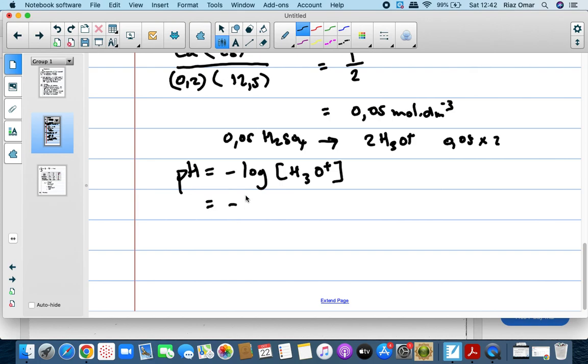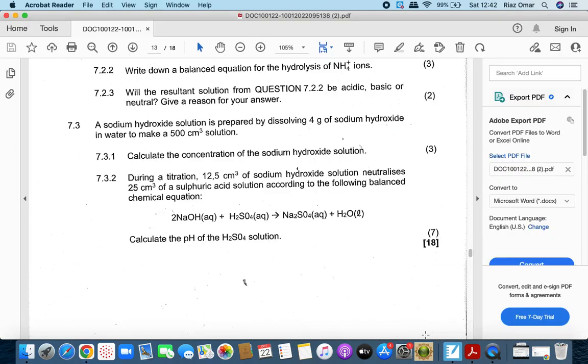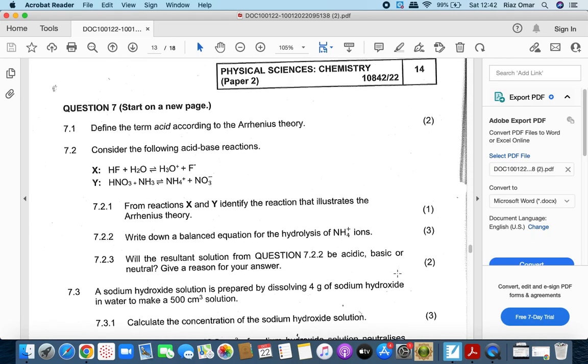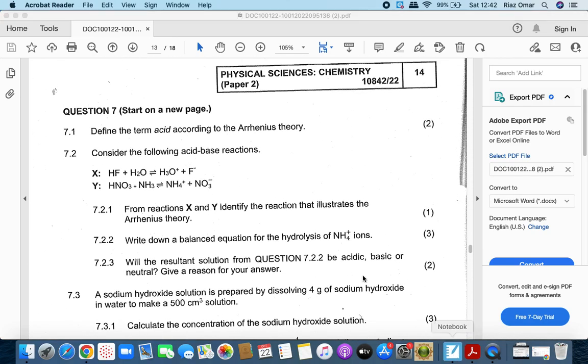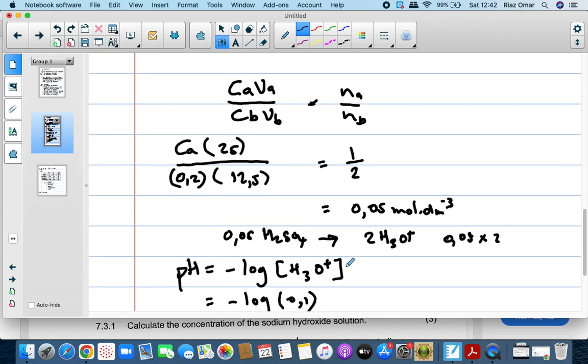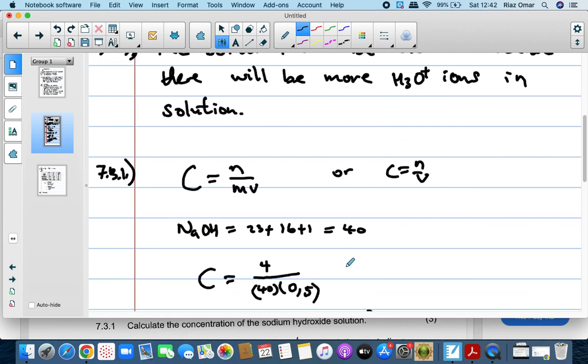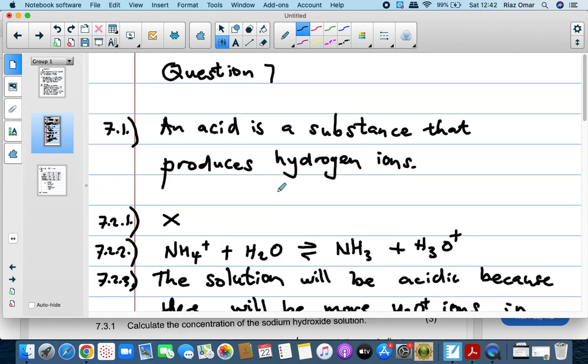So if you work out, your pH is equal to minus log of 0.05 times 2, which will be 0.1, and if you work that out, pH, minus log of 0.1, will give us a pH of 1. So that will be the answer to 7.3.2. So that is the answer to question 7, where we've worked out all our questions, worked out our pH, we used the titrations, we used mole ratio. We must learn our definitions, we must know the definitions of acids and bases for the application. Shukran.